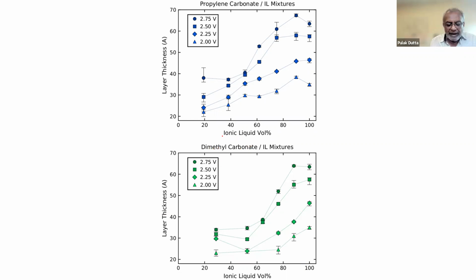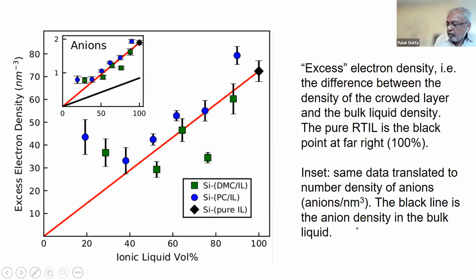It's more or less something like 75-25 or 80-20 anions to cations. It's never 100% anions, and the thickness goes down as you dilute it, which is pretty strange. So here's another way to slice the same data.